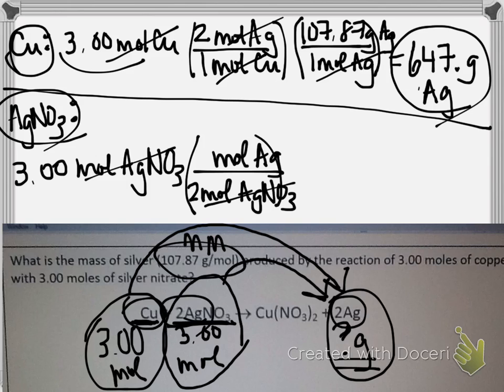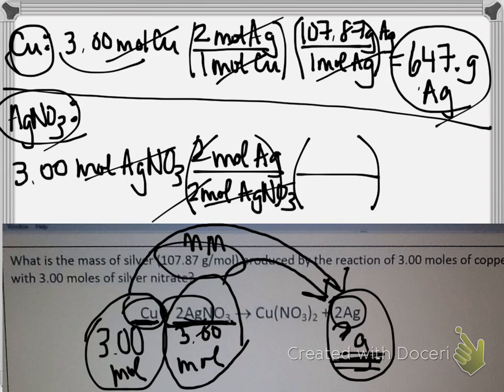And it looks like in the balanced equation, it's 2 to 2, or 1 to 1. So I'm going to actually cancel those 2's out. That'll make my life easier. Okay, so I've converted moles of silver nitrate to moles of silver using my mole ratio. And now I want to convert that to grams of silver.